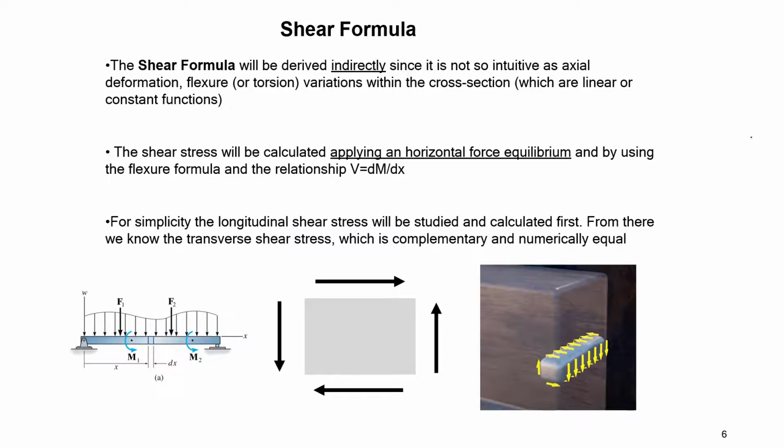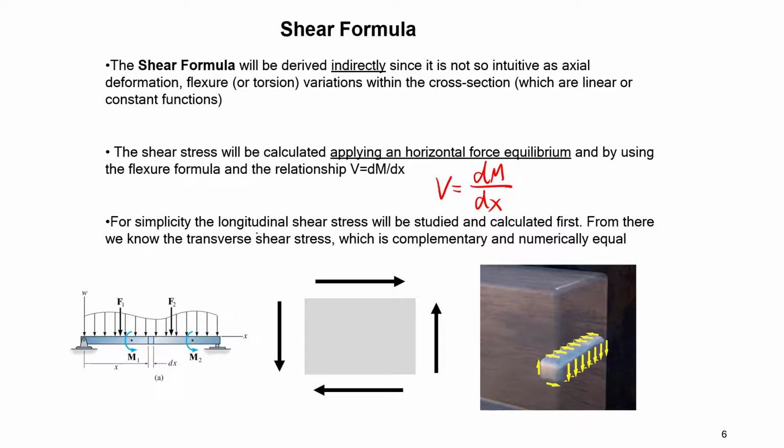The shear formula actually can be derived indirectly since it's not as intuitive as the actual deformation of flexural or bending variations within the cross sections. And to derive the shear stress equations, we have to use something like horizontal force equilibrium, using the flexural formula and also the relationship we have introduced, that the shear force is equal to the derivative of the moment with respect to the distance x across the beam.